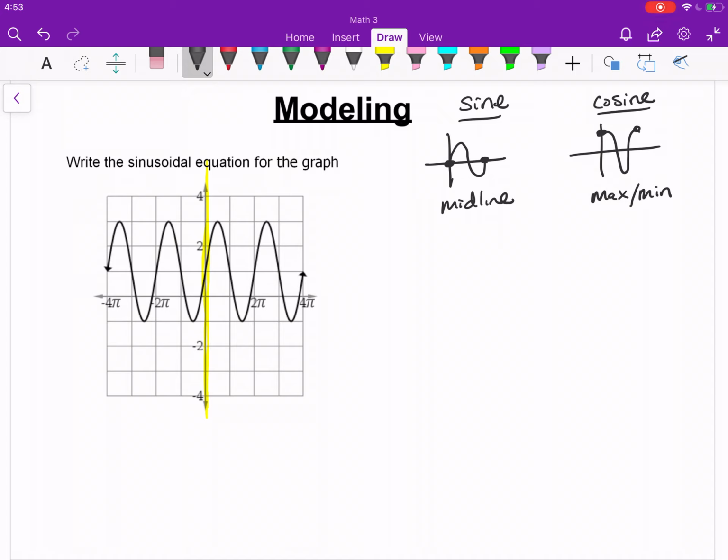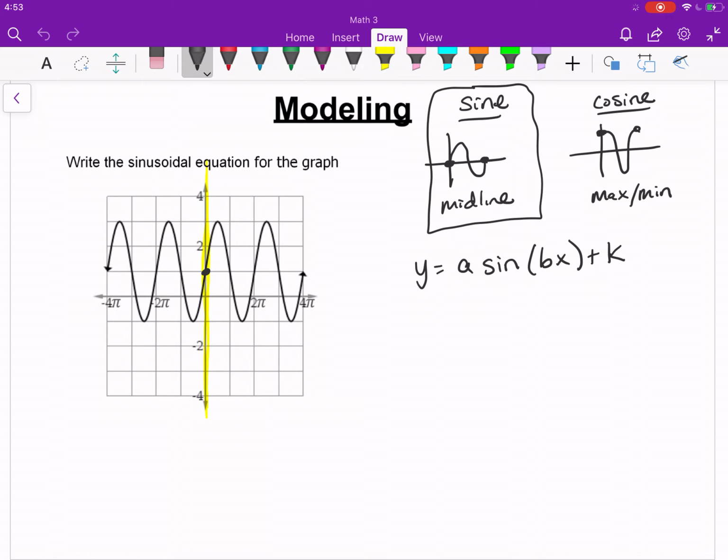So since there's no horizontal shift, notice this one is starting on the midline, right where I highlighted. That means we're going to be using a sine for this graph. So I'm going to go ahead and just write our general equation without a horizontal shift. So our general equation will be y equals a times sine of bx plus k. At this point, I want to go ahead and review what each part means. So this a right here is your vertical stretch or compression. That is going to be determined right here by what we call the amplitude. Okay, so A is essentially our amplitude.